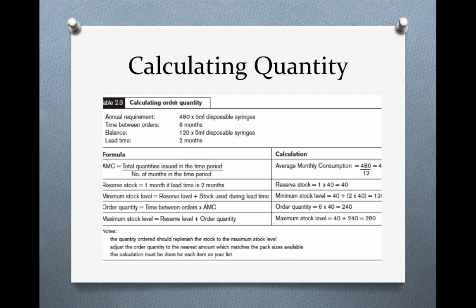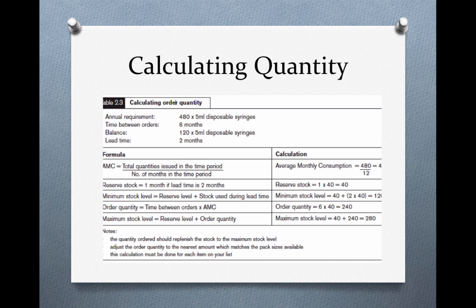AMC stands for average monthly consumption. You can calculate the AMC by taking the total quantities issued in the time period divided by the number of months in the time period. For this particular company, they have taken 480 divided by 12 in order to get 40 syringes for their average monthly consumption.